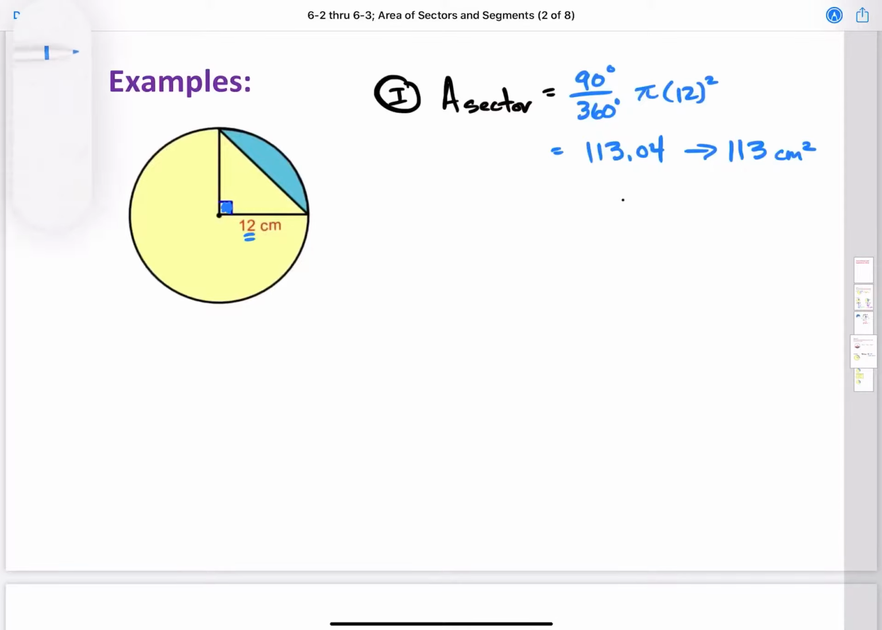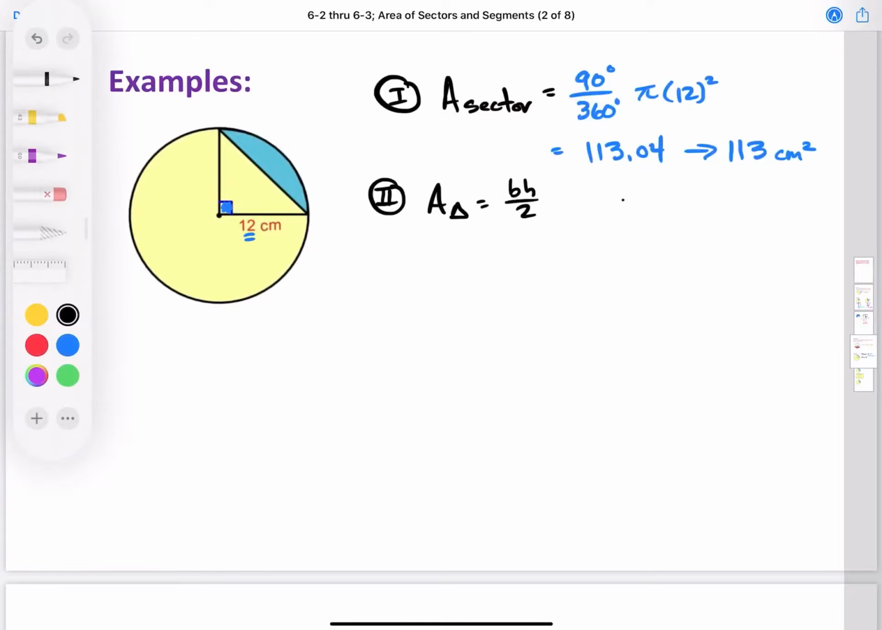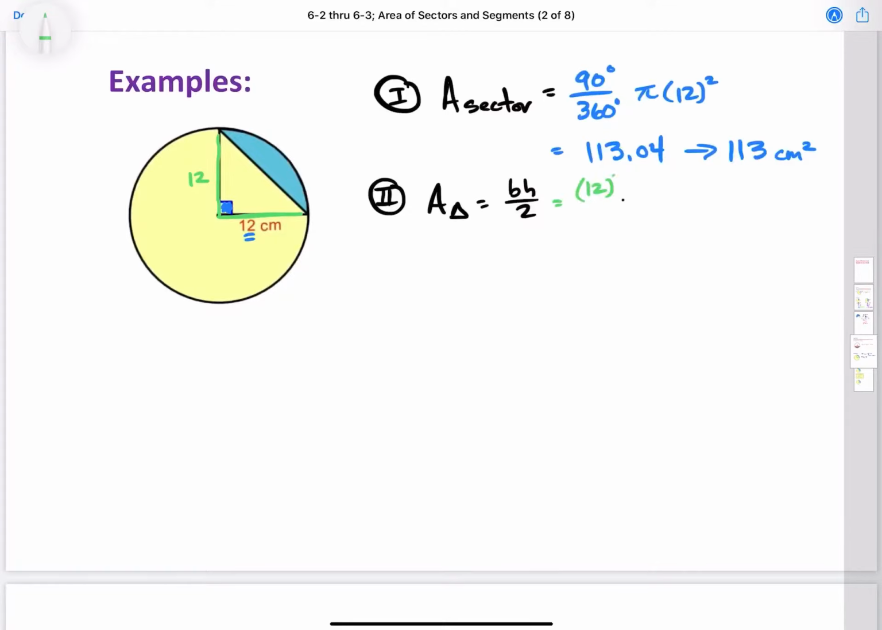Now we want to find the area of the triangle. The area of the triangle is just base times height divided by 2. This one's a nice one, because if we take a look at our base and our height, that's going to be 12 by 12, because the radius is 12. So that means 12 times 12, or 12 squared, divided by 2. That ends up being 144 divided by 2, so that's 72 centimeters squared. And that's the area of the triangle.